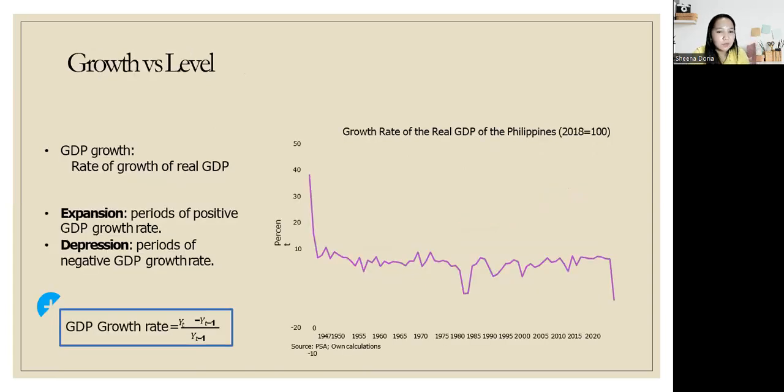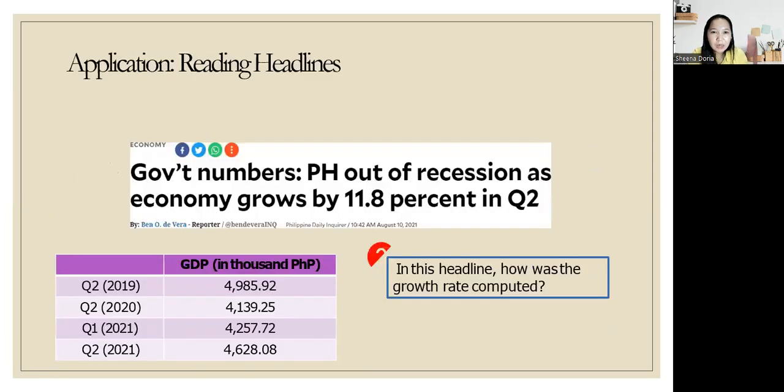Growth versus level. And GDP growth, rate of growth of real GDP. So meron tayong tinatawag na expansion and depression. Expansion is the periods of positive GDP growth rate and depression, periods of negative GDP growth rate. Okay. So, application natin is reading headlines. Ito rin yung goal ko actually. Kaya meron tayong mga article presentations which we will have next week. Hopefully, mas marami tayong maintindihan din doon with the current events.